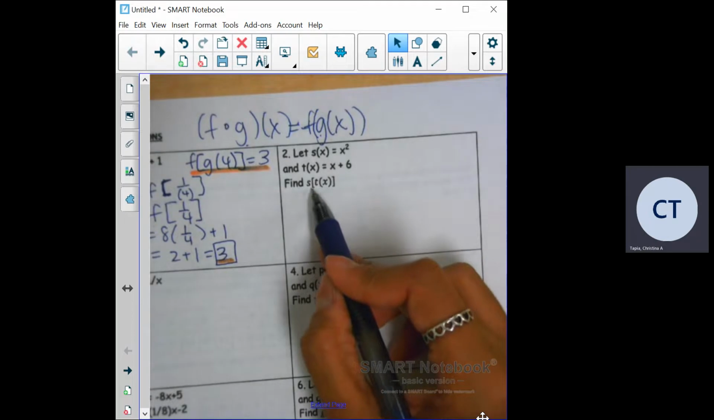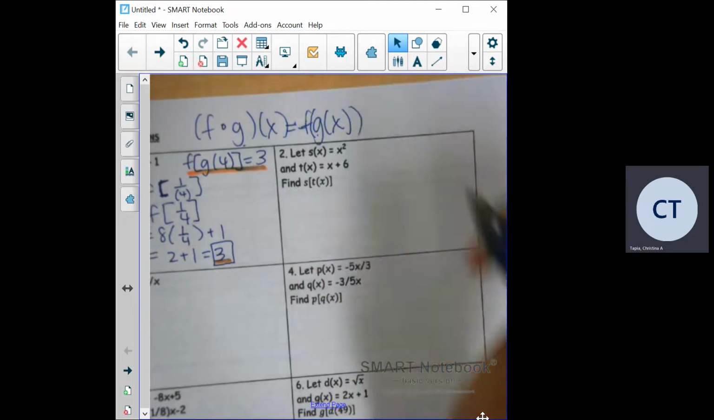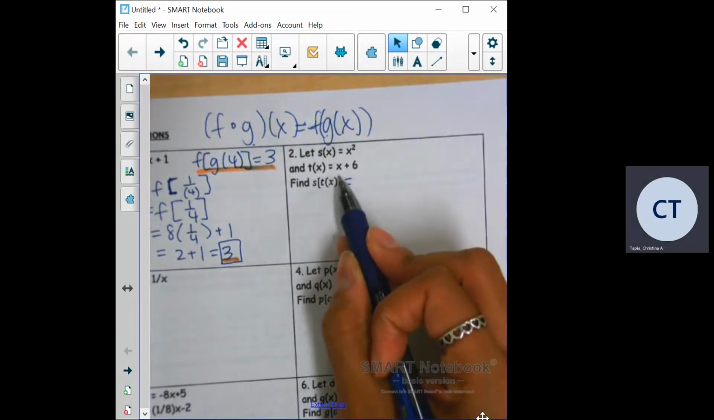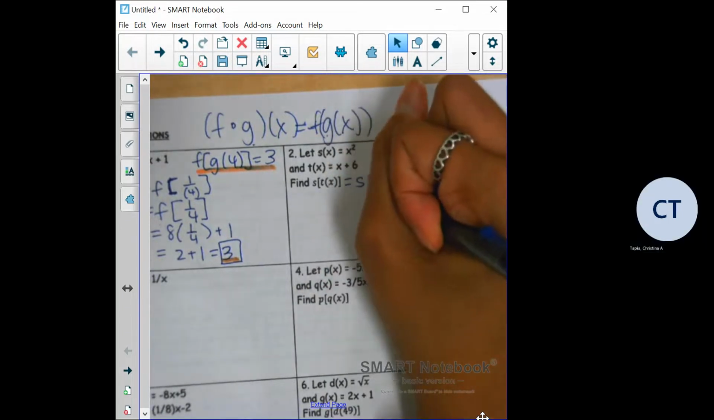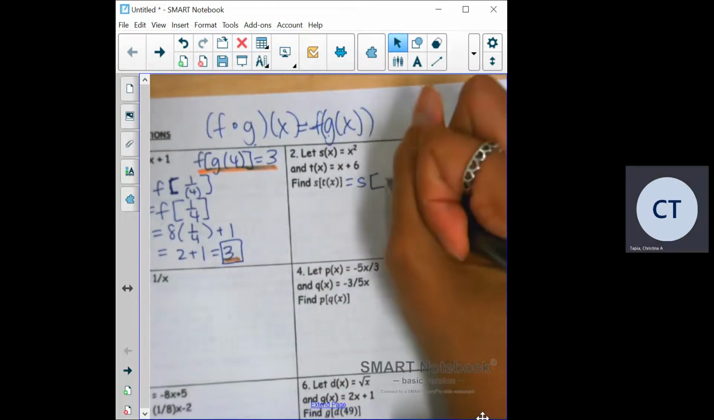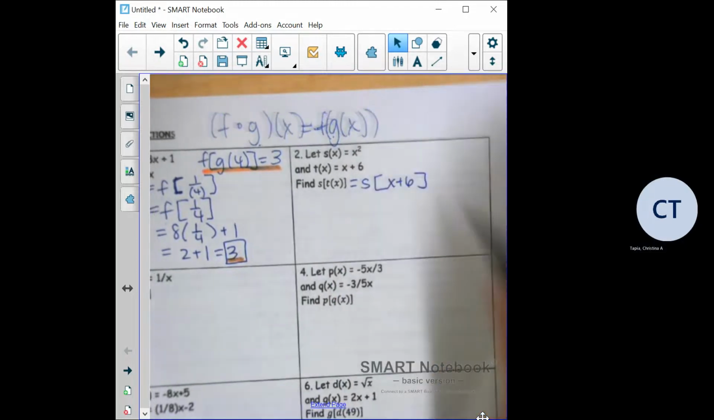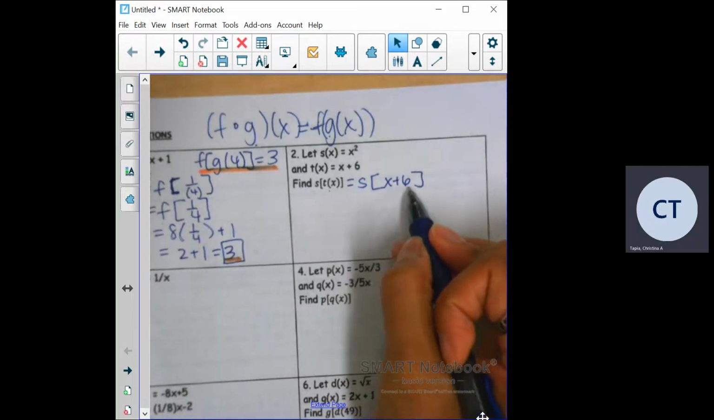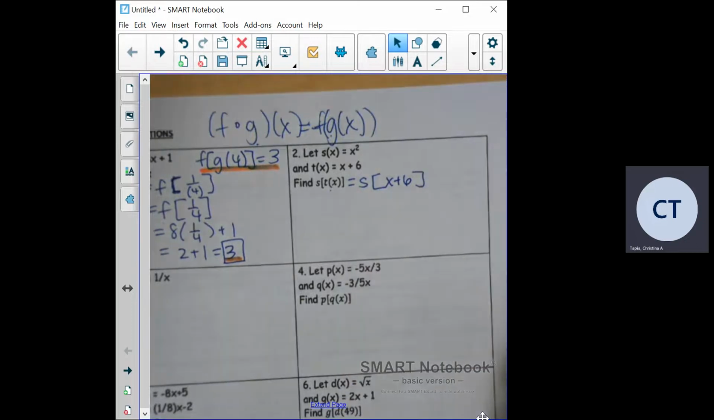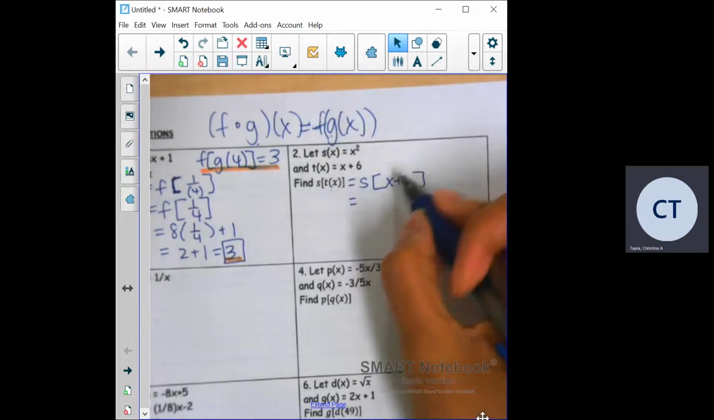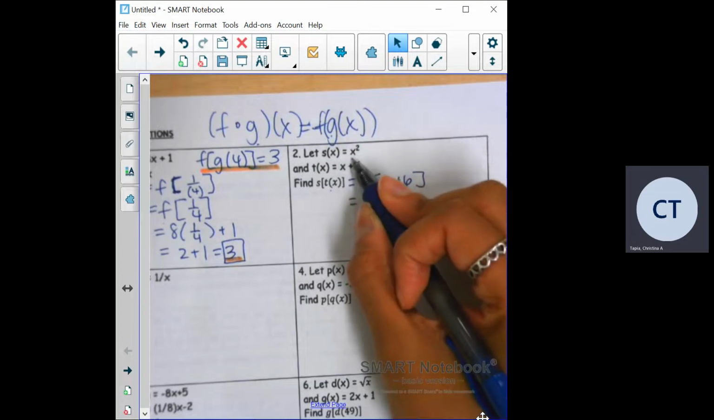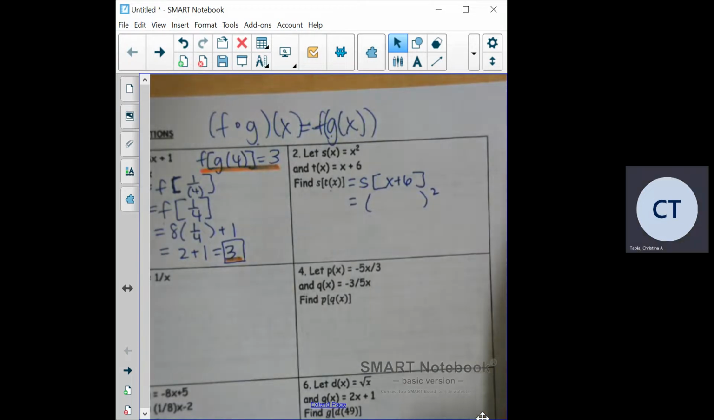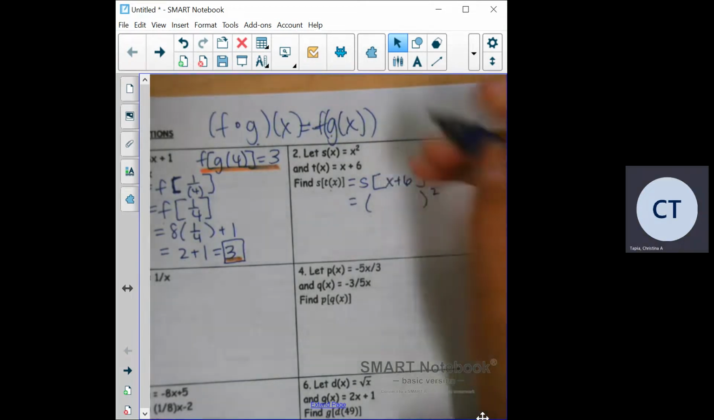For example 2, it's s of t of x. I'm going to work from the inside out. T of x is x plus 6. That's the t of x function. I don't need to plug in a number, and I can't simplify anything in here. Let's take the s function and plug it into the s of x function. We're going to have x squared. I have to replace the x with the x plus 6.